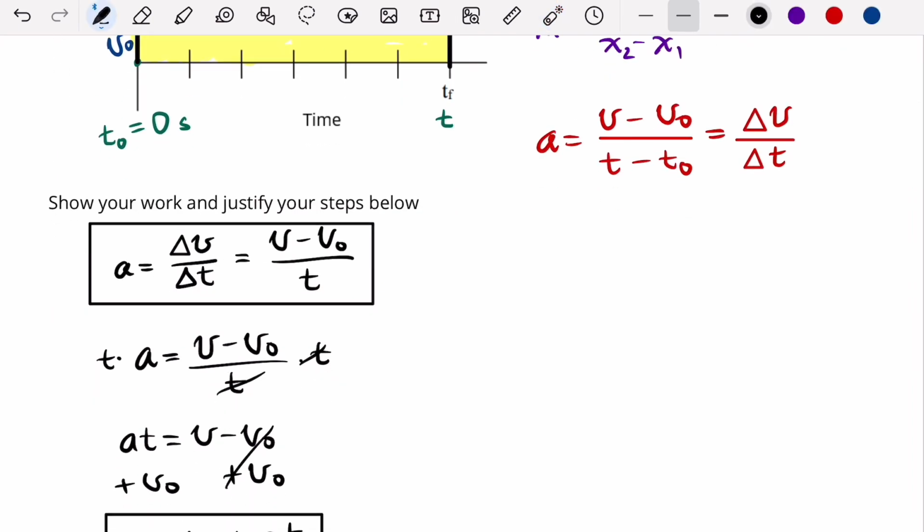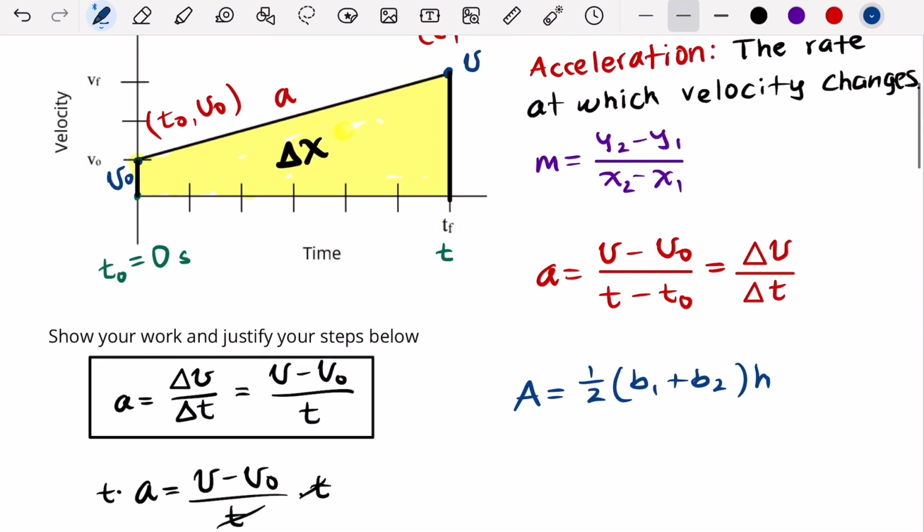So the area of a trapezoid would be 1/2 base 1 plus base 2 times the height. Now let's substitute our variables. So the area would be displacement.